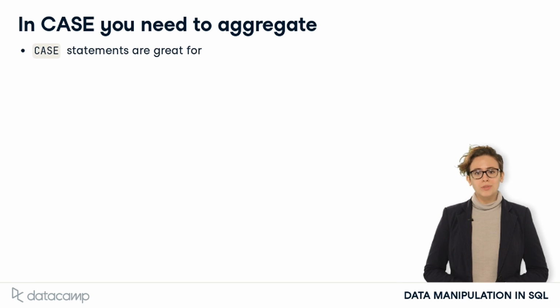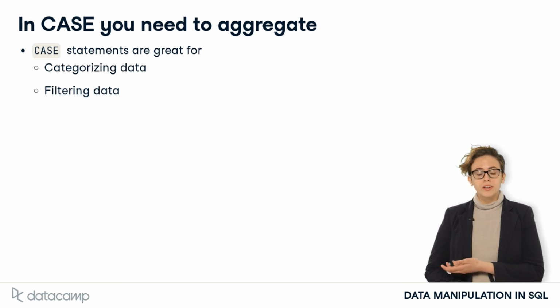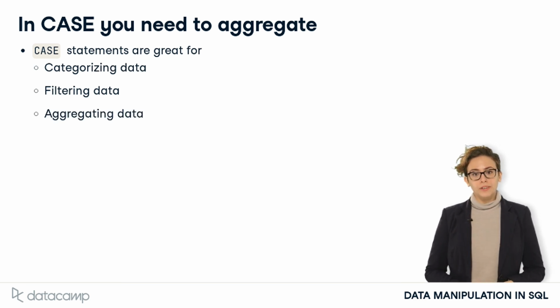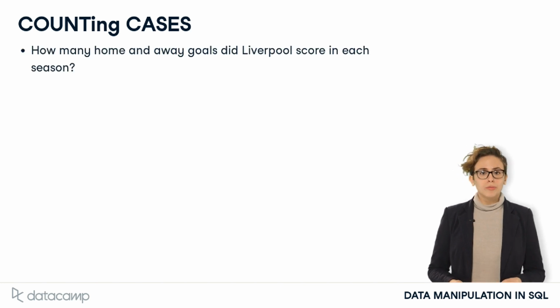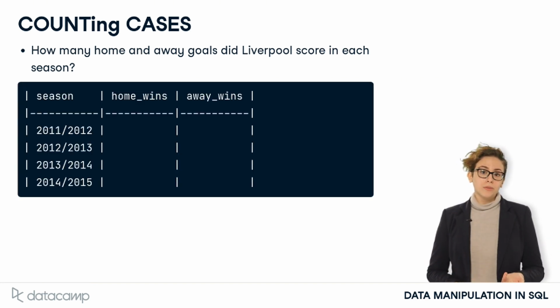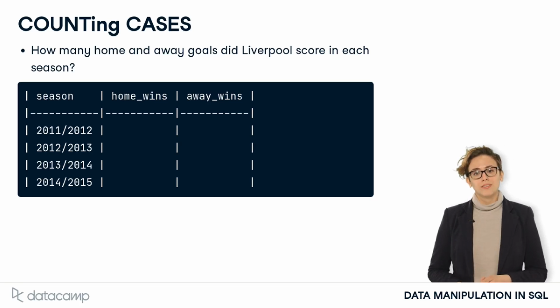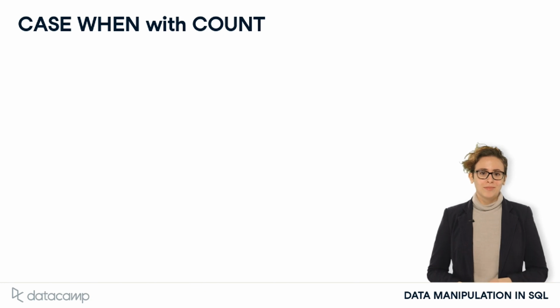Case statements can be used to create columns for categorizing data and to filter data in your where clause. You can also use case statements to aggregate data based on the results of a logical test. Let's say you wanted to prepare a summary table, counting the number of home and away games that Liverpool won in each season. If you've created summary tables in spreadsheets, you can probably visualize the final table here. But how do you get a count of Liverpool's wins in each season? You guessed it, a case statement. Case statements are like any other column in your query, so you can include them inside an aggregate function.